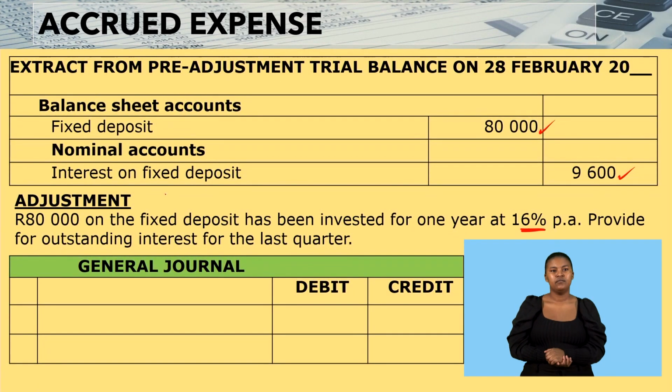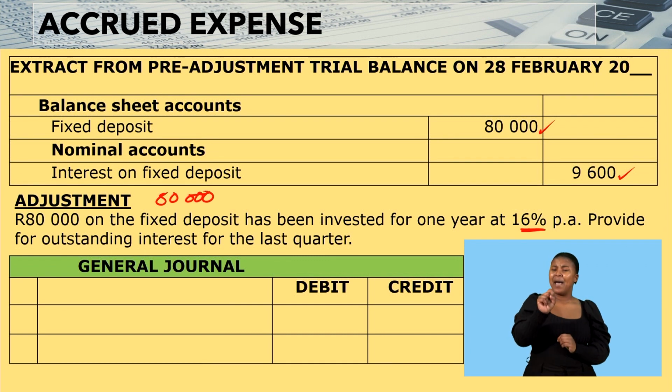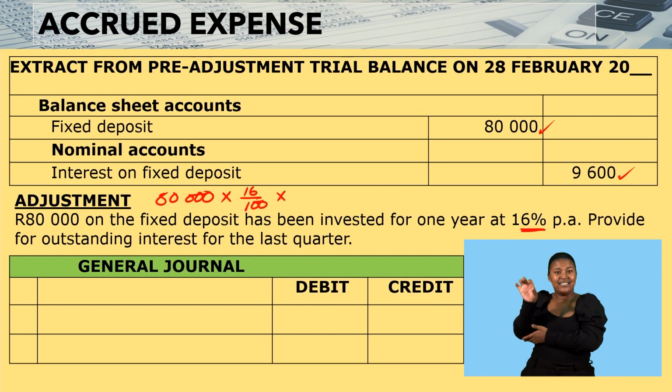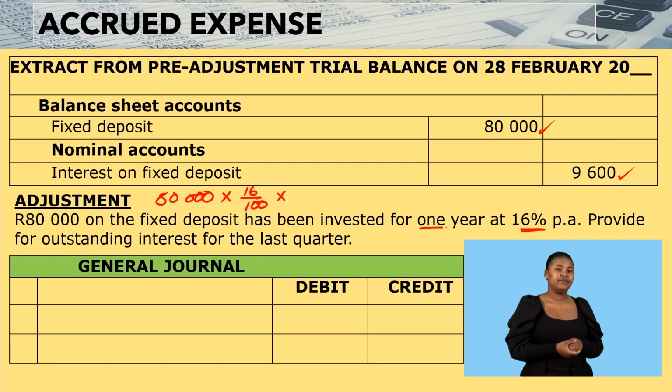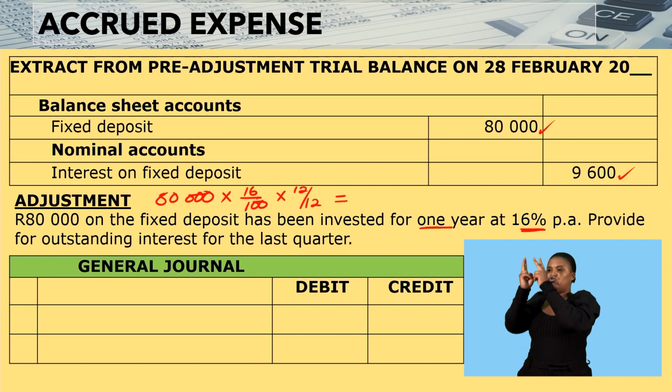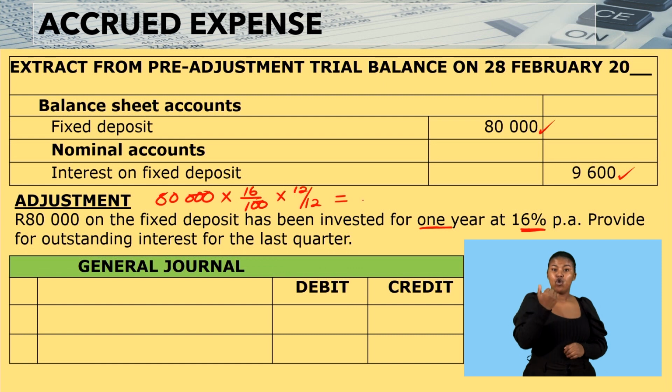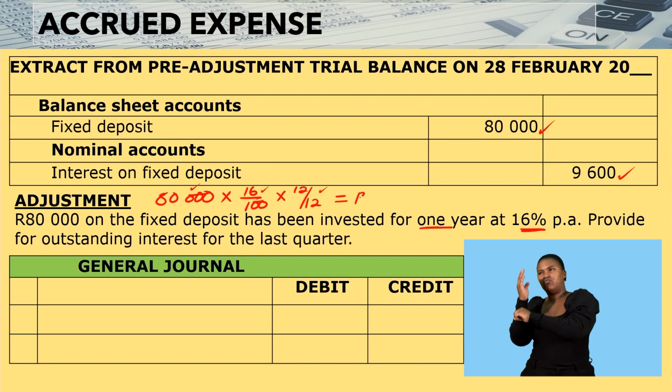The fixed deposit is for 80,000 and the interest rate is 16%, which is 16 over 100. And we are being told that this fixed deposit was there for 1 year, that is 12 months, multiplied by 12 over 12. If you punch this in your calculator, you are saying 80,000 multiplied by 16%, multiplied by 12 over 12. It should give in your calculator 12,800.